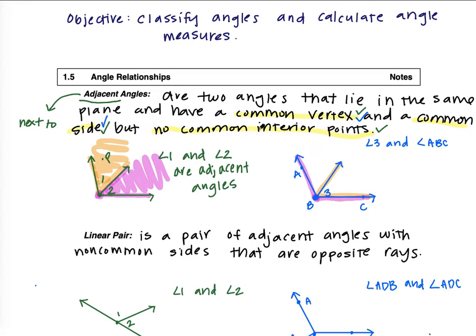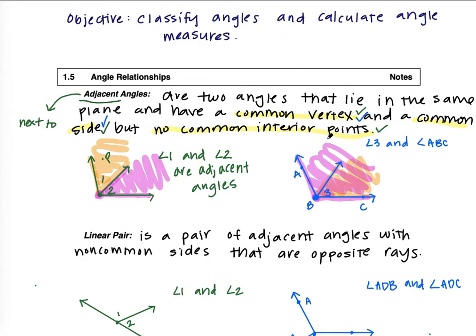Lastly, we need to check to see if there are no common interior points. So we're talking about interior again. We're talking about the inside of the angles. The interior of angle 3 is this, and the interior of angle ABC is all of this. Notice how it overlaps, right? Angle 3 is pretty much inside of angle ABC.